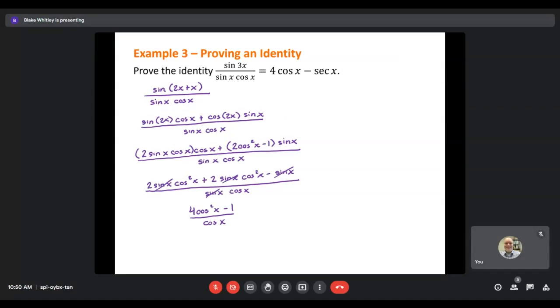And at this point, we can actually divide both of our terms by cosine, which is going to give us 4 cosine x minus 1 over cosine x. And we know that 1 over cosine is just secant, and so we get 4 cosine x minus secant x, which is exactly what we wanted on the right-hand side. And so we've shown that the left-hand side is indeed equal to the right-hand side here.